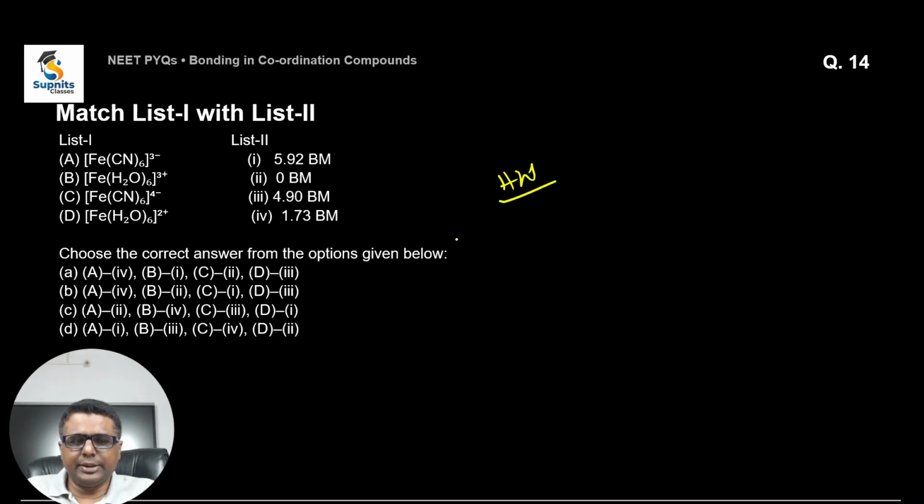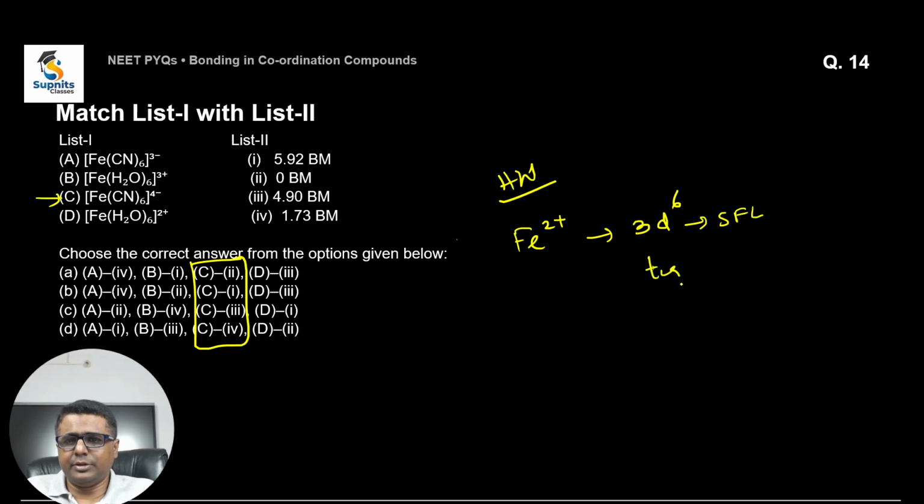So, here the answer will be... always try to find out if there is any option which is having different matching. So here C is having different matching. Just check C, don't check anything else. C is Fe2+, that is 3d6, strong field ligand. So it will be t2g 2, 2, 2. So all are paired. So the number of unpaired electrons is 0. Magnetic moment will be 0. So it should be C2. Answer will be 1.